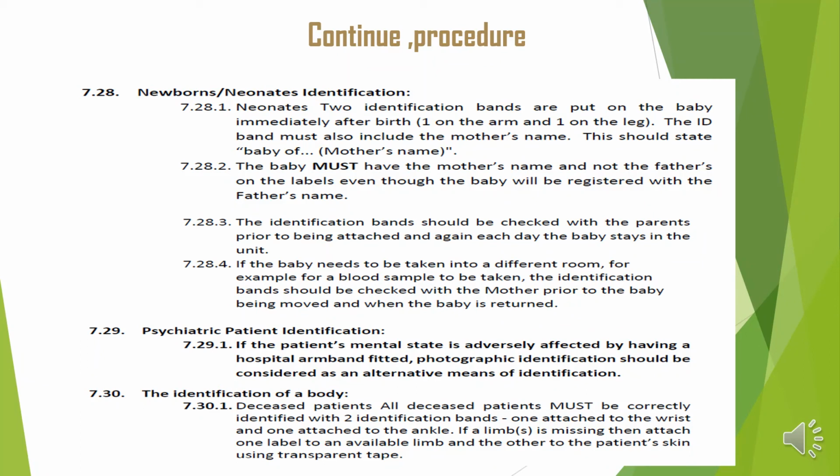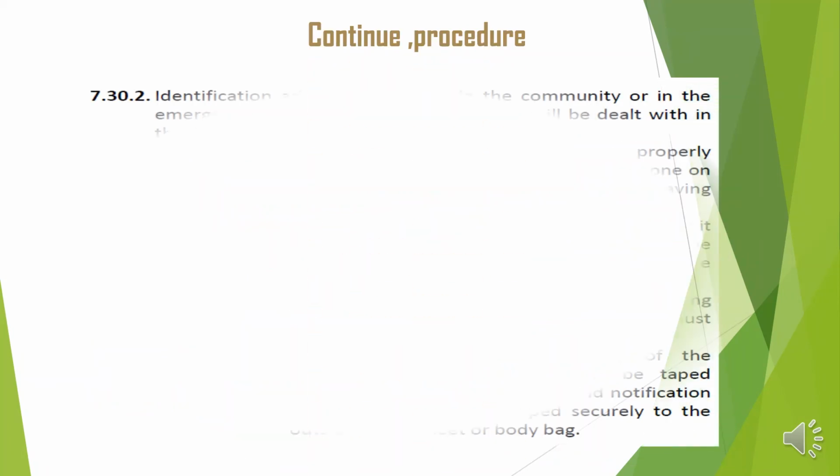All deceased patients must be correctly identified with two identification bands, exactly like the newborn. One is attached to the wrist and the other one is attached to the ankle, not the leg as with the newborn. So two bands, one on the wrist and one on the ankle. If a limb is missing, for example, in a road traffic accident where he has no hand, no wrist, or no ankle, then attach one label to the available limb and the other one to the patient's skin, abdomen or chest or back, with a transparent tape as we said.